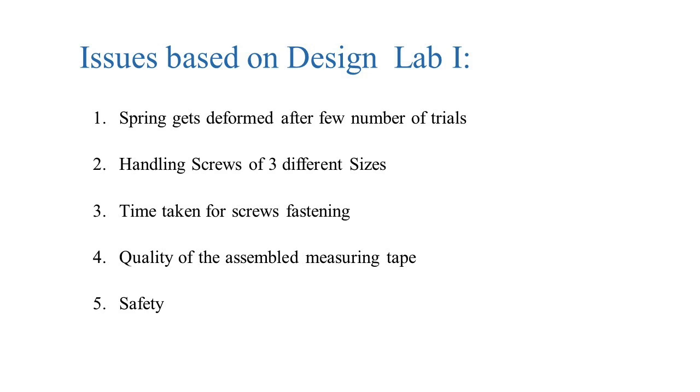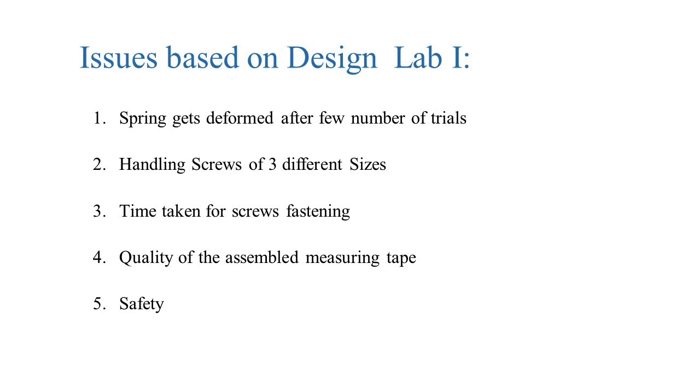Lab 1 had several problems. The first was the deformation of the tape spring. After several attempts, the metal bends and the spring would be pushed out of place and become harder and harder to install each following time. The next issue was handling 3 screws with different lengths. This meant the operator would have to spend time each cycle to differentiate and pick the correct screw from the bin. The third problem was the amount of time it took to fully fasten the screw by hand, which caused a bottleneck in our system.